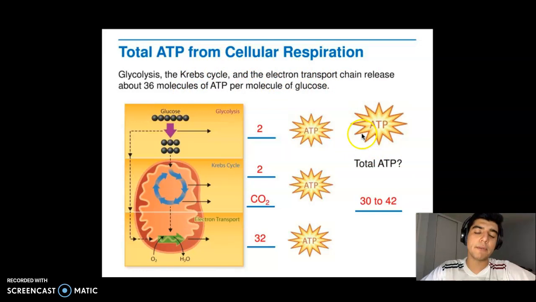And ATP is really what organisms use for energy. They break down ATP into ADP to use that energy for movement, for metabolic processes. This is how humans, and also other organisms, transform food into energy.